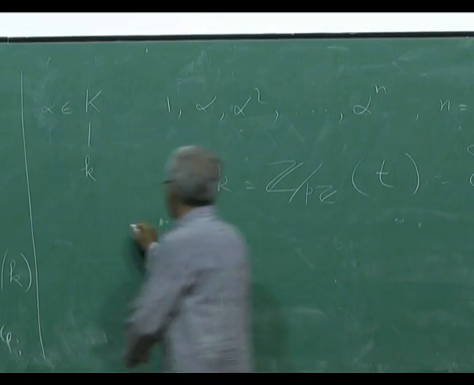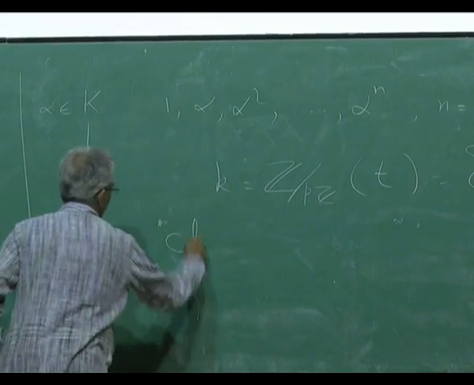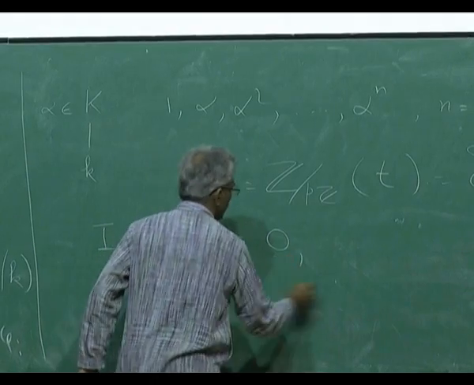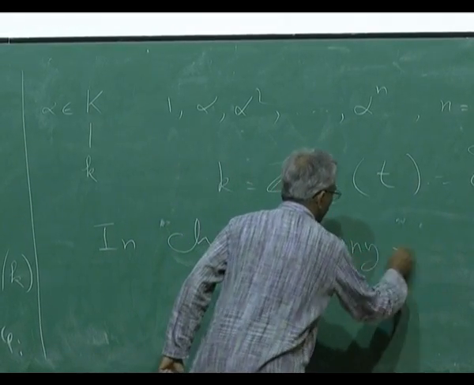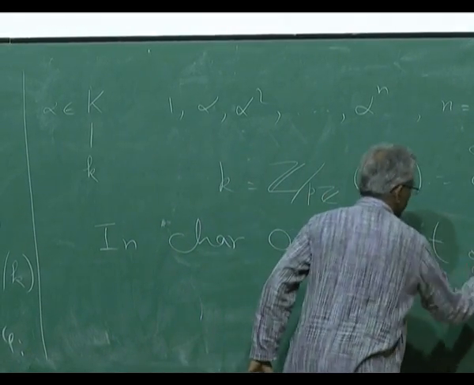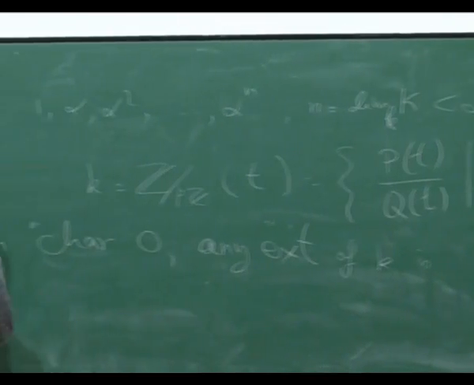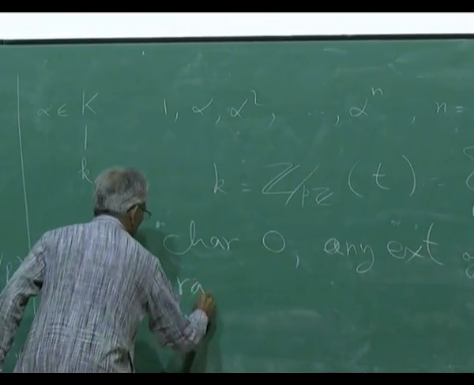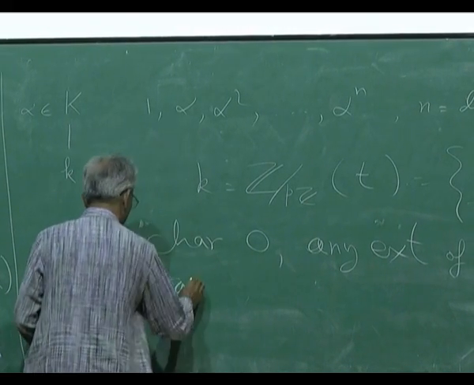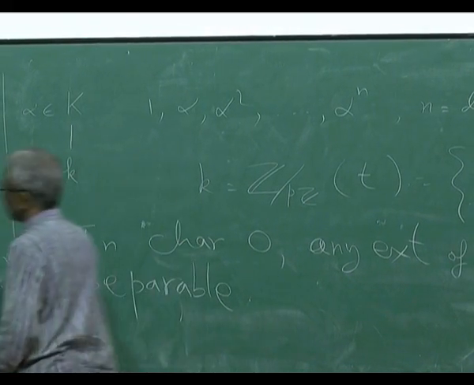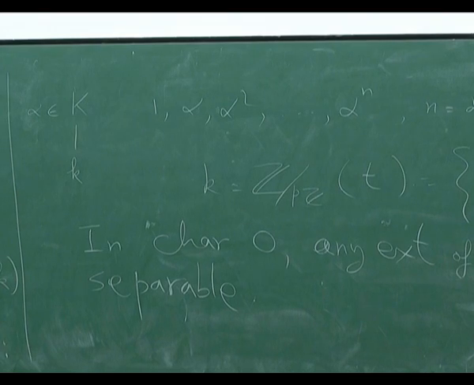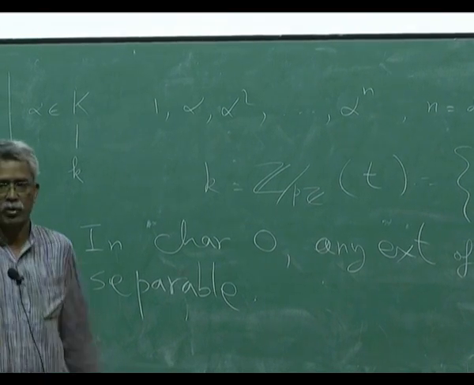So let me make this remark. In characteristic 0, any extension of K is separable. So no need to worry if you are working with rational numbers or real numbers or whatever, separable. So this condition you can more or less forget if you are working with characteristic 0, just forget about it.